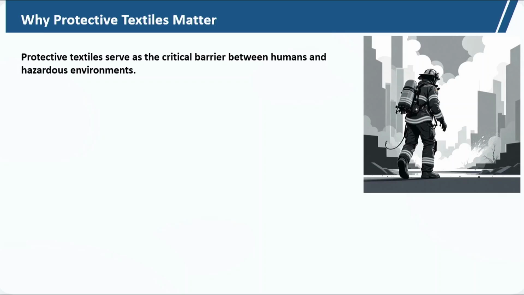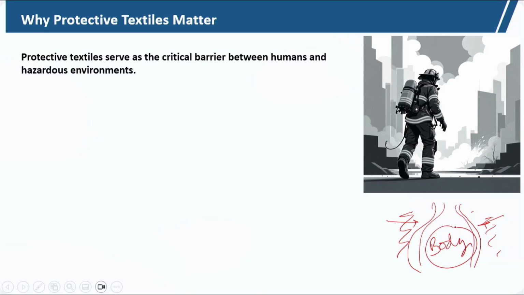Protective textiles serve as a critical barrier between humans and the hazardous environment. If you see, this is our body and here the hazardous environment is there. So, we need a barrier between the hazardous environment and our body, the human body.